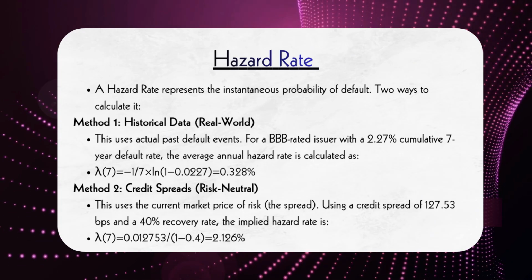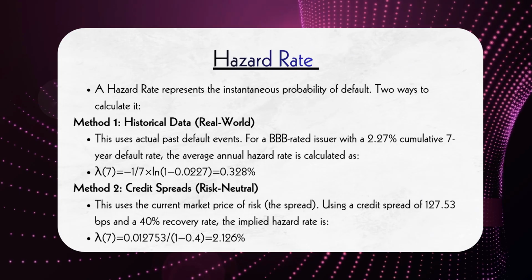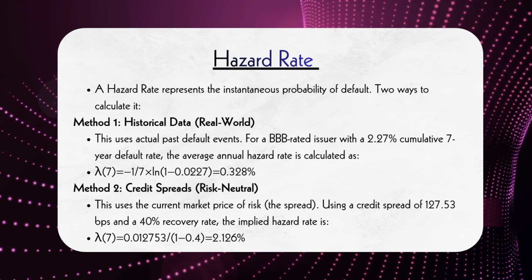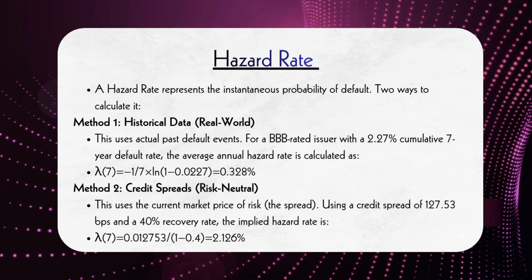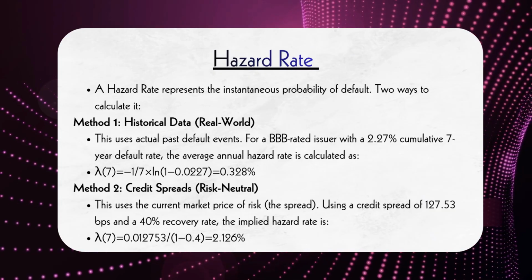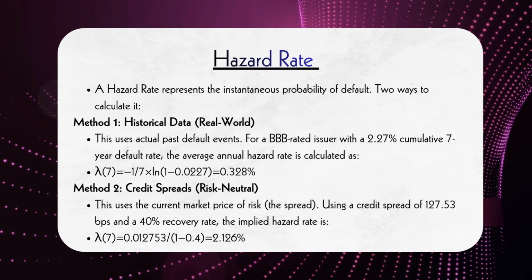In our first method, we use historical data. For a BBB-rated issuer, we see a cumulative 7-year default rate of 2.27%. By applying the natural log formula, specifically -1/7 times the natural log of 1 minus the default rate, we arrive at an average hazard rate of 0.328%.